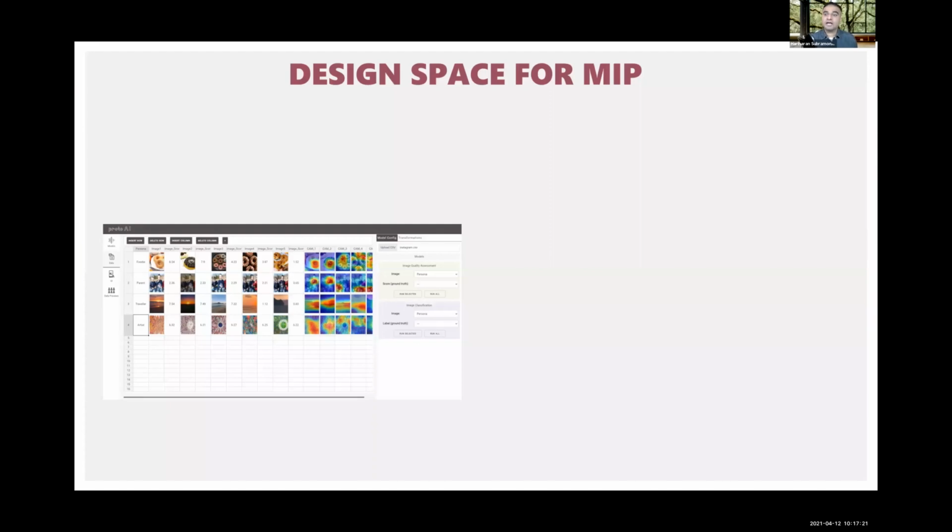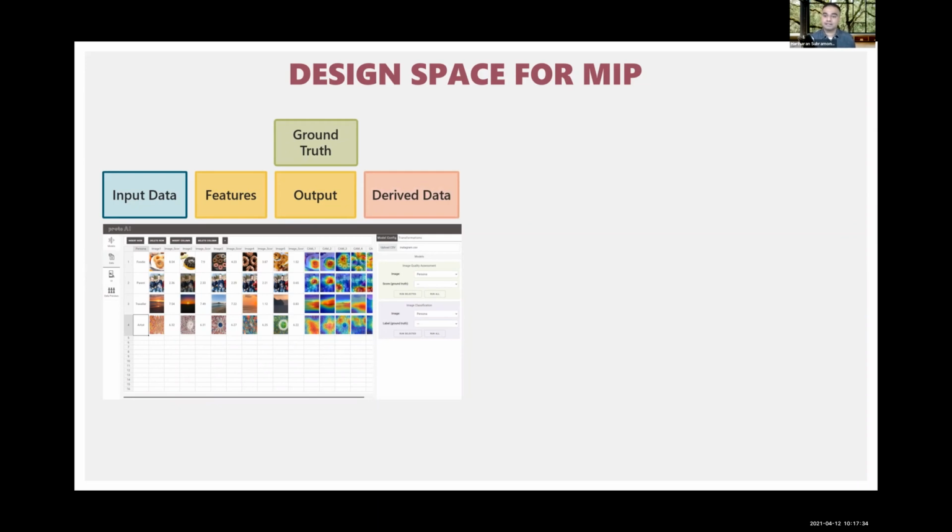In summary, in model-informed prototyping, designers can directly work with diverse end-user data, incorporate model features and outputs into their design, supply ground truth values, and create derived data to rapidly and iteratively prototype AI-powered interfaces.